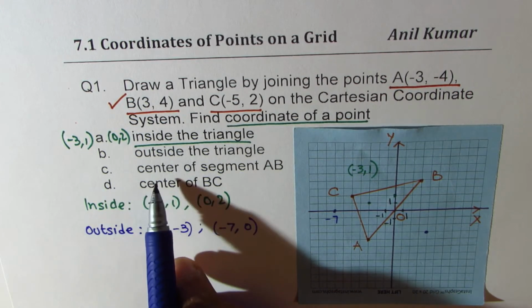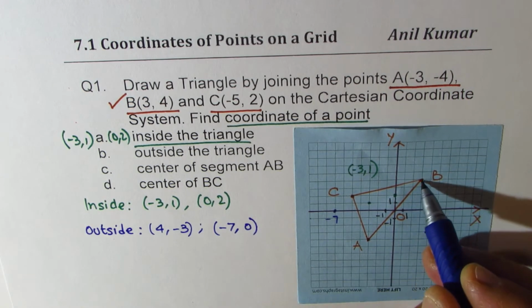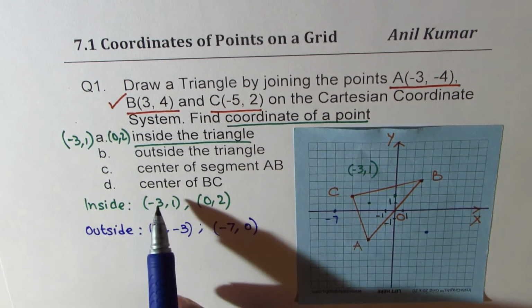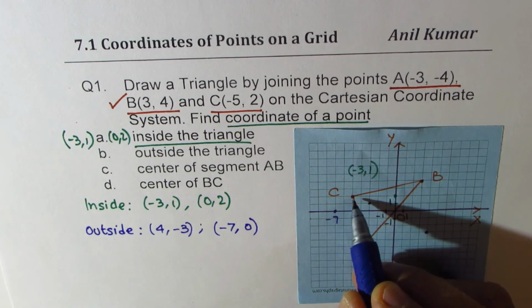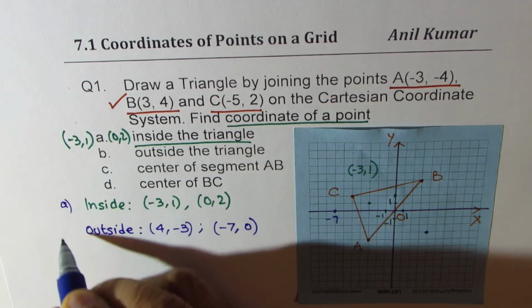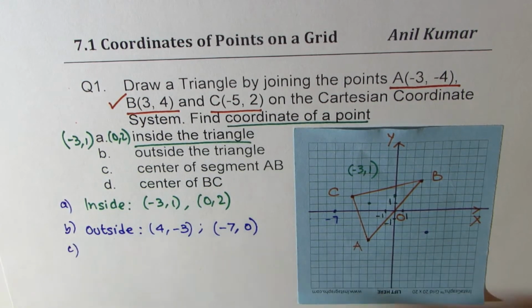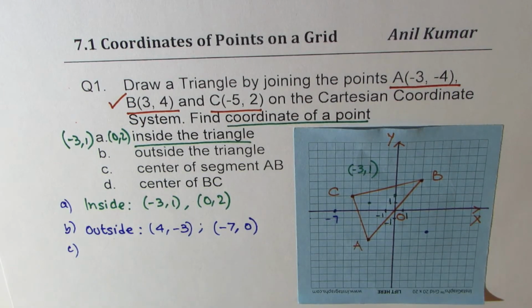In part C, you need to find the center of the segment AB. So from here to there, right in the center. And D is the center of BC, which is a point right in the center of BC. So let's do part C first. Center of AB. How do we figure it out?